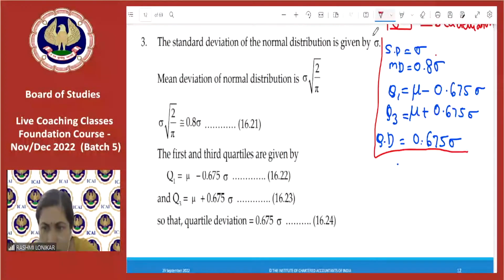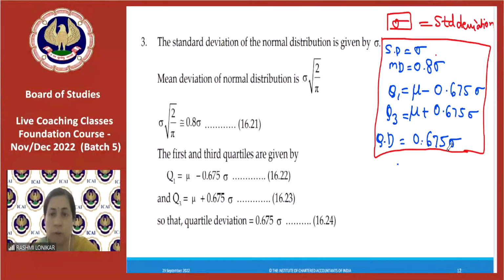See, for 1 mark, 2 marks questions, this becomes easier for them to ask also, because if they ask you what is the mean deviation when the standard deviation is so much, quickly you need to know only this much. The mean deviation is equal to 0.8 times sigma. Once you know that, you just have to substitute. So they also know that you have understood what normal distribution is and you are able to solve the problems.